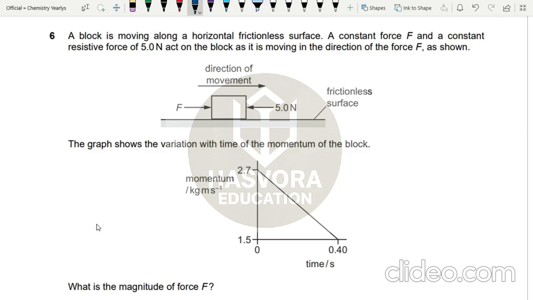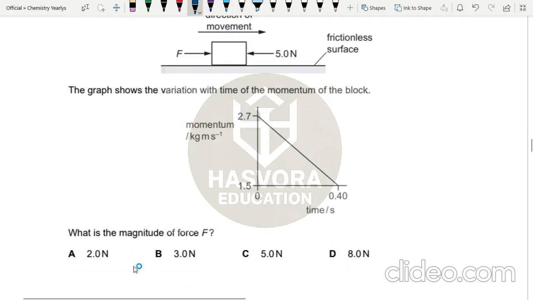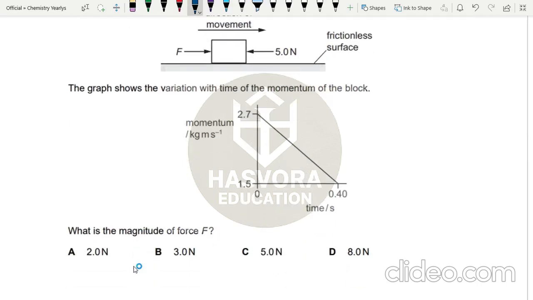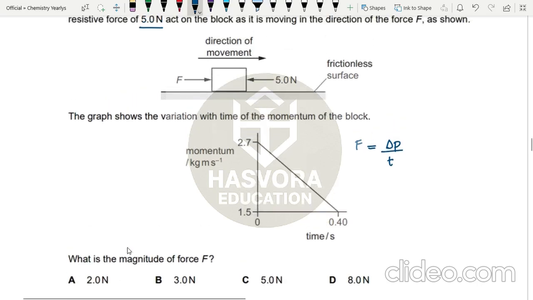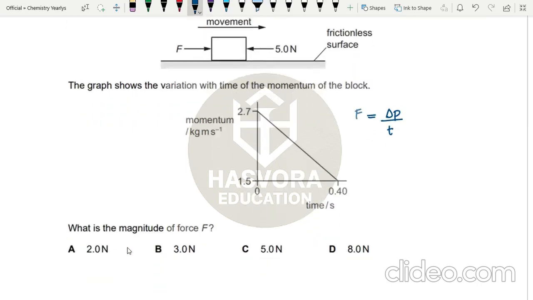So the pinpoint of this question is the resistive force, because what most of the students will actually do is that they will just calculate the change in momentum. Force is equal to change in momentum divided by the time. They have given you the time, I think. Let me just check. Yes, they have actually given you the graph.